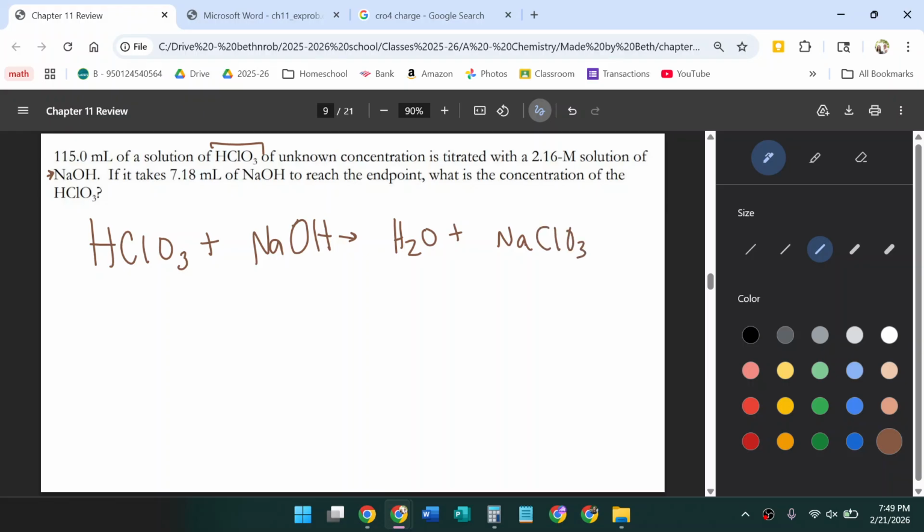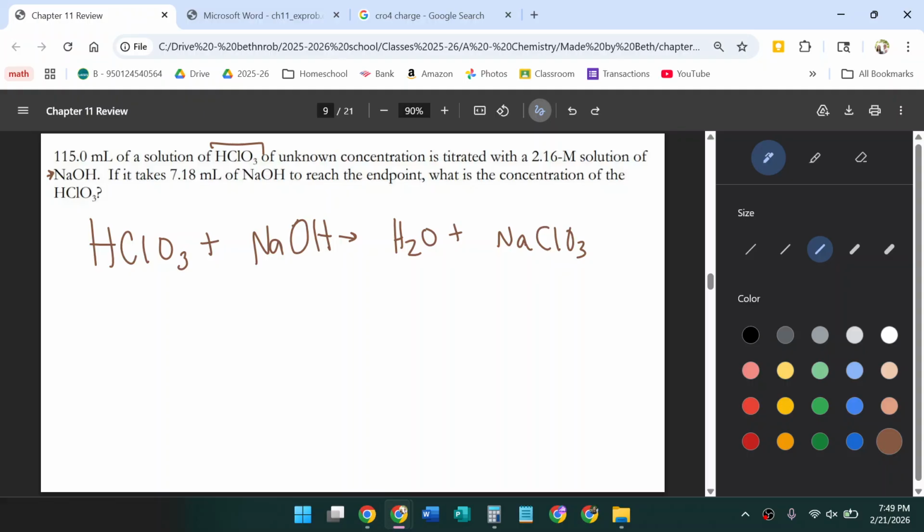Okay, so the H on the first one, that would be our acid. It's running to the NaOH, or rather to the OH part of the NaOH. So the H at the beginning here and the OH here are coming together to make your H2O. And then everything else is going to come together to make the NaClO3 at the end.